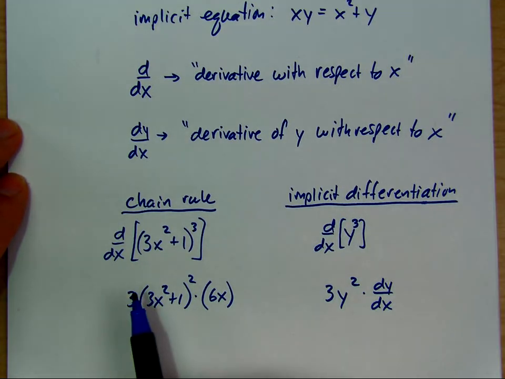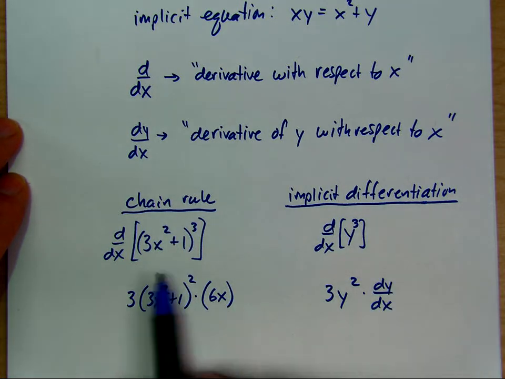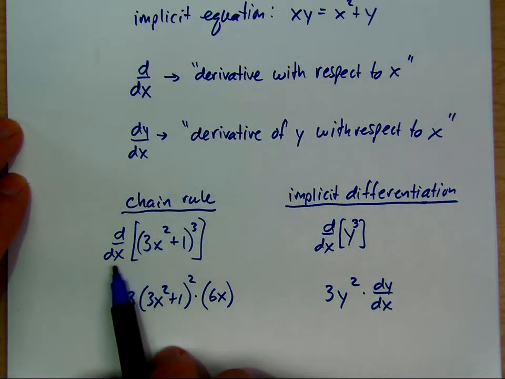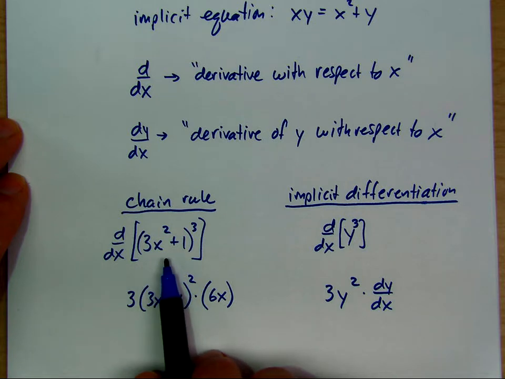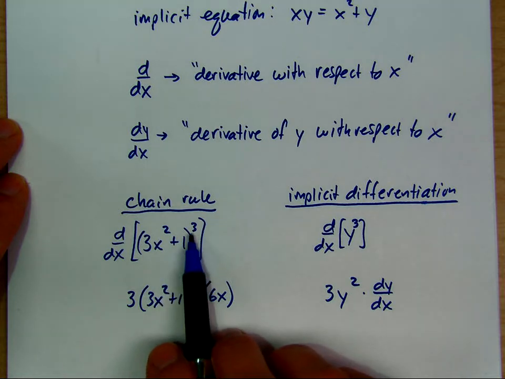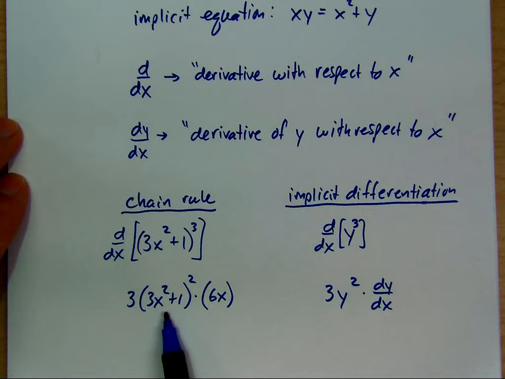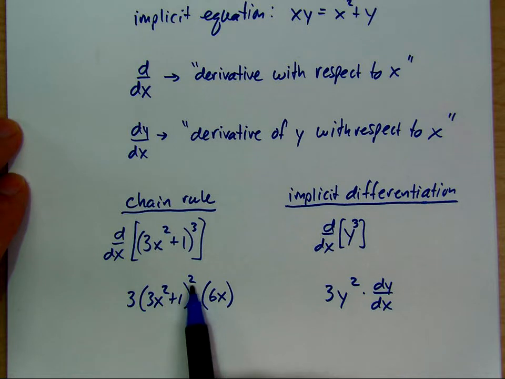And let's compare the chain rule to implicit differentiation. If we wanted to find the derivative with respect to x of this function, we would use the chain rule because we have an outside and an inside, and we can do the derivative of the outside, leaving the inside the same, and this is still the derivative of the outside here, times the derivative of the inside.